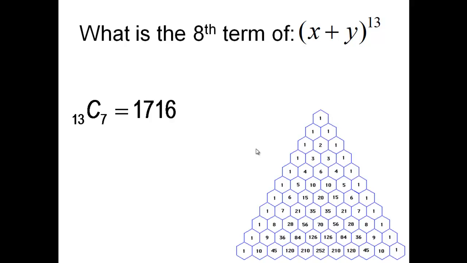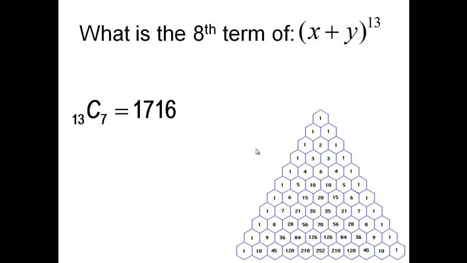Again, remember the 8th term, we'd have to go starting at 0 over to the 8th term, so that would be counting over to 7. So plugging that into our calculator, 13 choose 7 gives us the leading coefficient of 1,716.